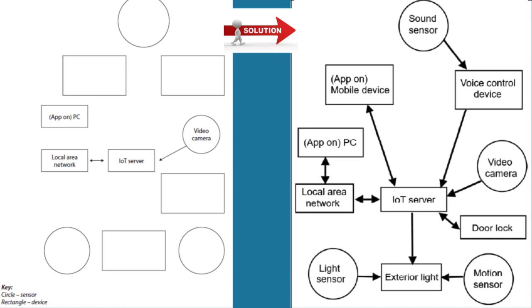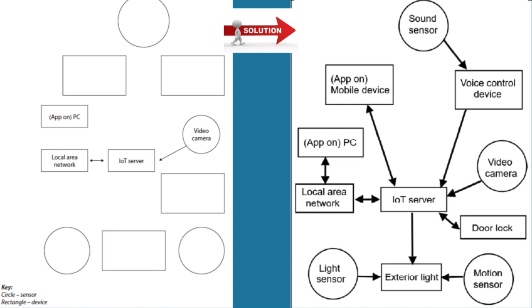If you can see in the answer sheet on your left side, they have mentioned the app on the mobile device and the app on the PC. And the PC is connected through a local area network to the IoT server. And the mobile app is connecting to the IoT server directly. So these connections have arrowheads both ways, because you are sending data and you are also receiving data.